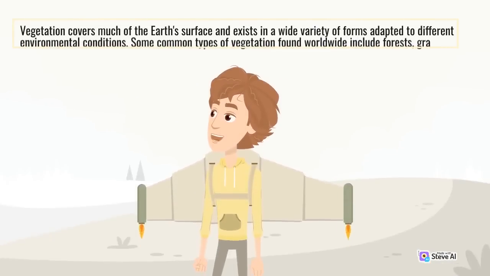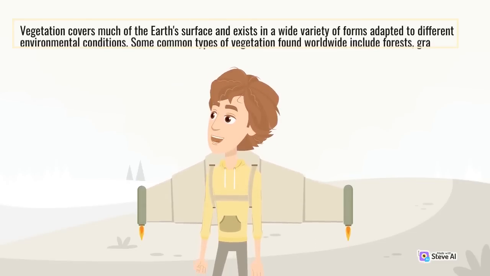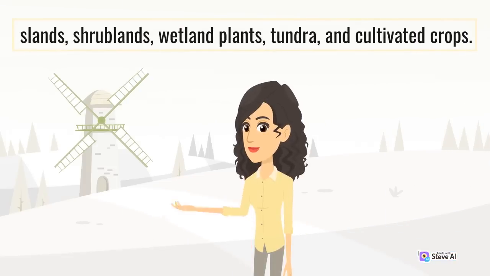Vegetation covers much of the Earth's surface and exists in a wide variety of forms adapted to different environmental conditions. Some common types of vegetation found worldwide include forests, grasslands, shrublands, wetland plants, tundra, and cultivated crops.